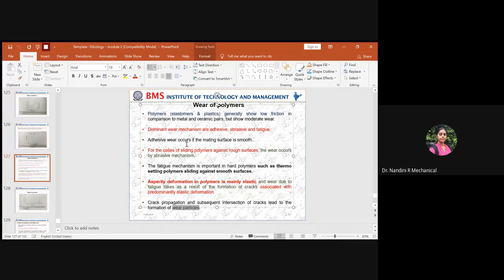So the first thing is that polymers, it could be any polyol, isocyanate, any elastomer, will always show low friction in comparison to metals and ceramics. But the wear will be moderately high, and wear is due to three important mechanisms: adhesive, abrasive, and fatigue. And thirdly, the deformation due to asperities is mainly elastic deformation. This thing you have to keep in mind. And the propagation and intersection of the cracks will help in providing the wear particles.